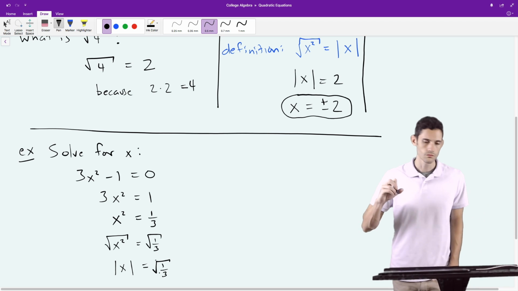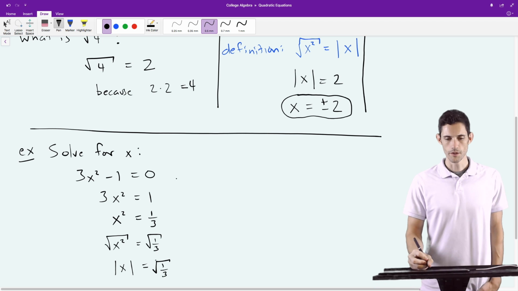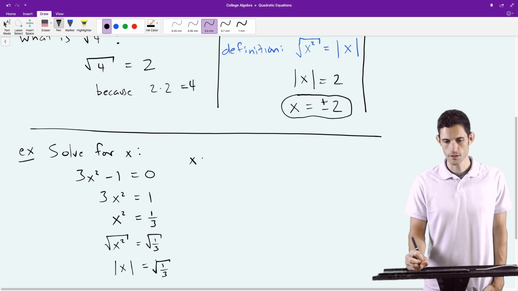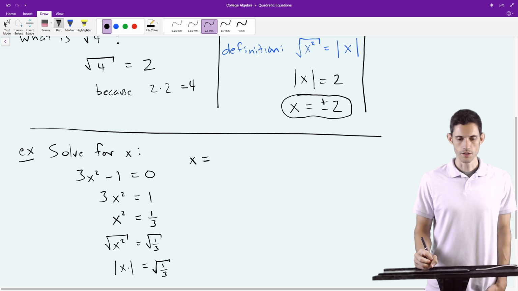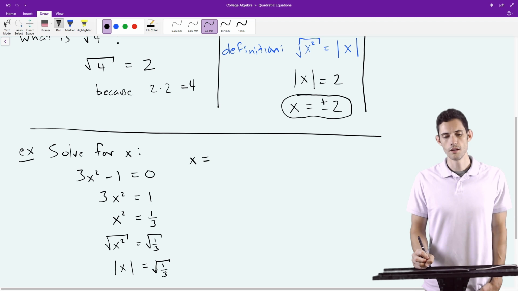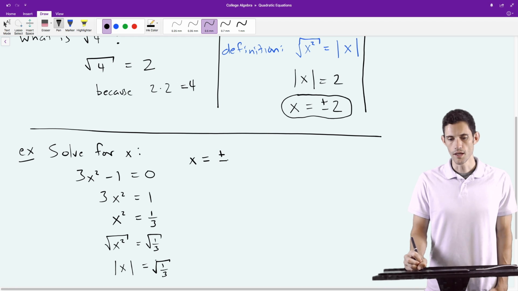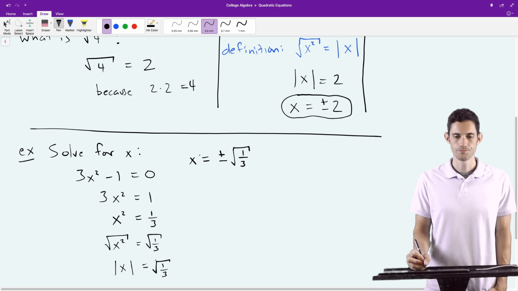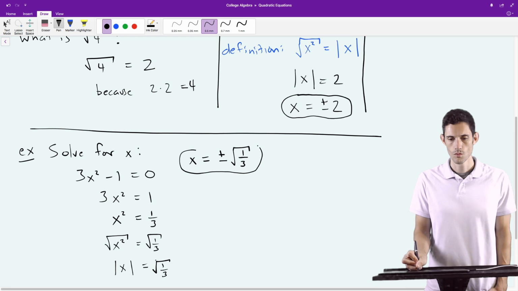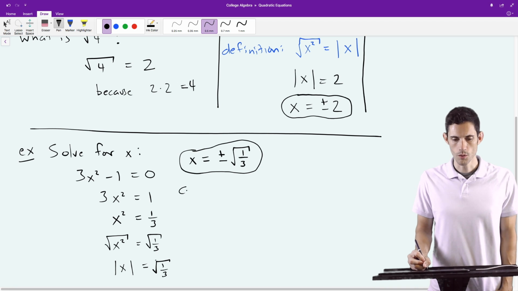Now, this equation is telling me that whatever x is, I'm at the final step here, trying to figure out what x is, once you make it positive, you get the square root of 1 over 3. So x is either positive or negative square root of 1 over 3. And that's it. And you might want to check your work. Let's check our work.